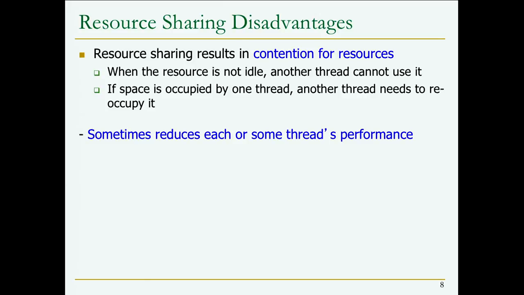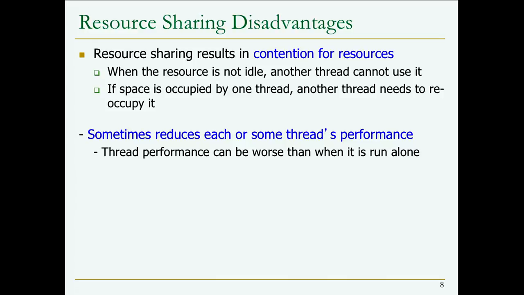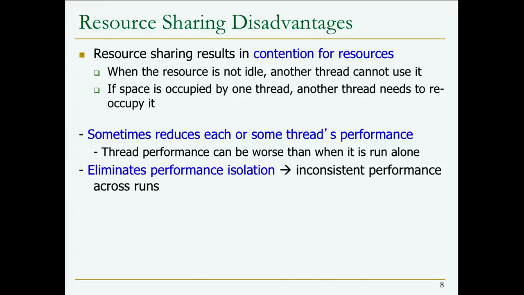So as a result of contention, resource sharing sometimes reduces each thread's or some threads' performance, depending on how you do the resource sharing, or all threads' performance, sometimes the entire system's performance. And thread performance actually can be worse than when it's run alone. In fact, the whole system's performance can be worse than when it's run alone if this is not done well. There's another downside: it eliminates performance isolation, because if you always have the same amount of resource that you need, you know what to expect in terms of performance.